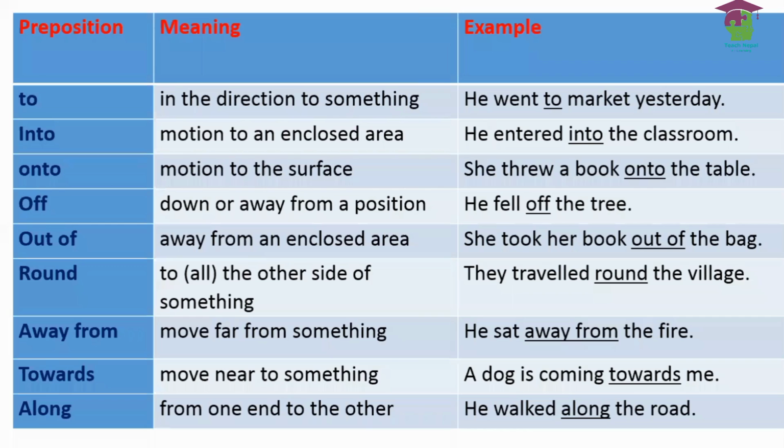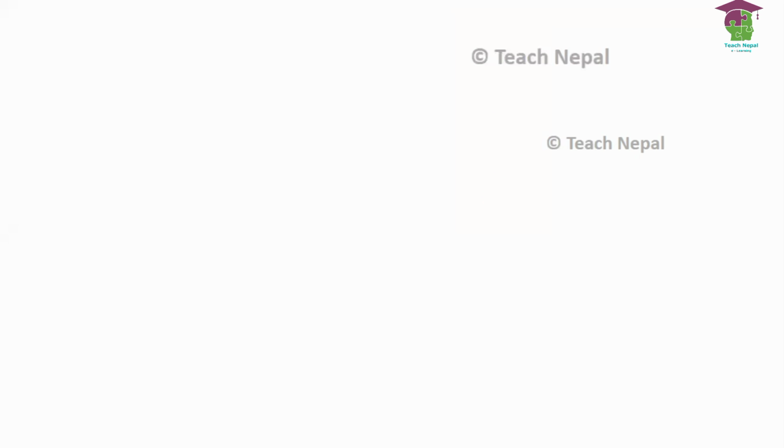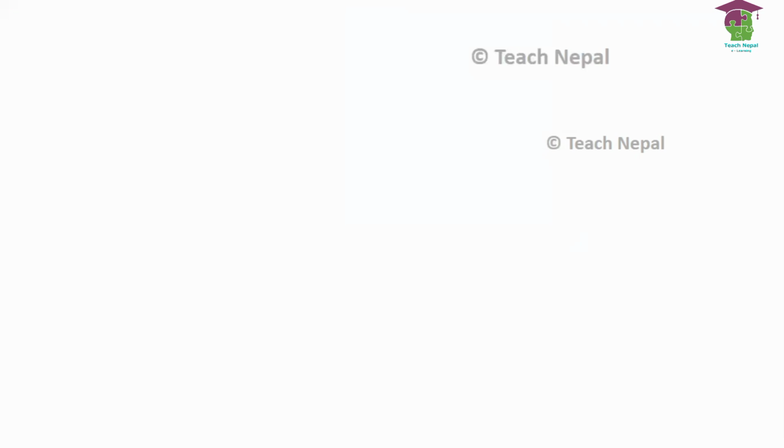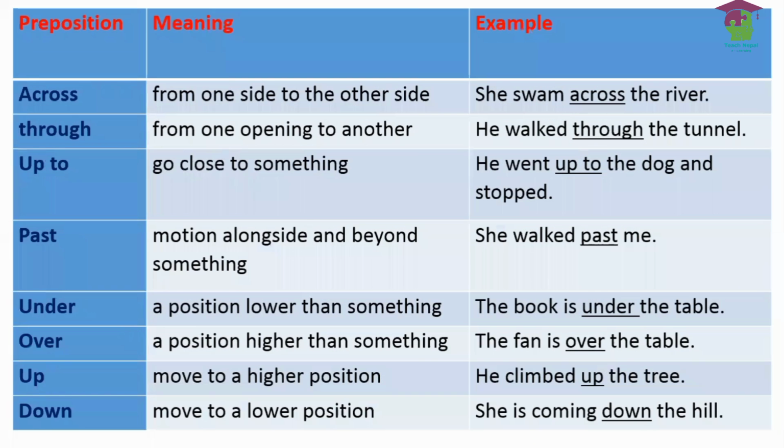There are many prepositions. Their meanings: to, into, onto, off, out of, around, away from, towards. These are the prepositions of direction. Direction देखाउनको लागि use गर्ने prepositionहरु यिनीहरु, right? Across, through, up to, past, under, over, off, down. So you have been given the meaning and examples also. Please go through these things.